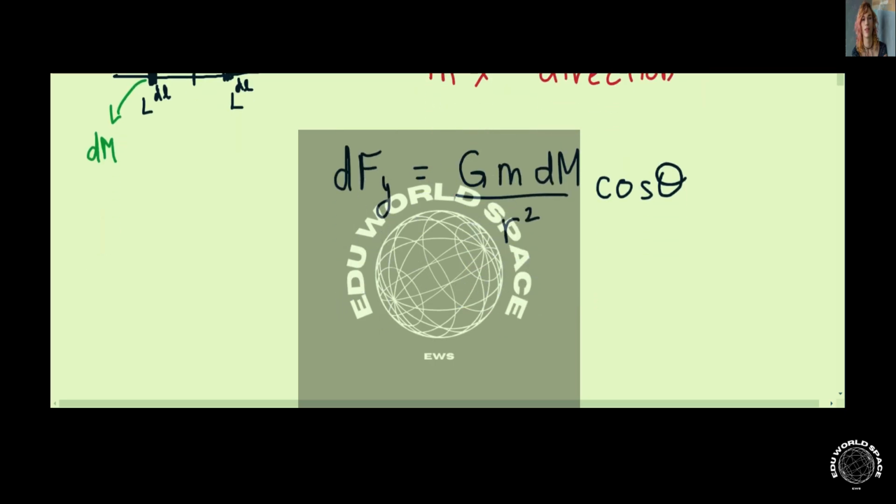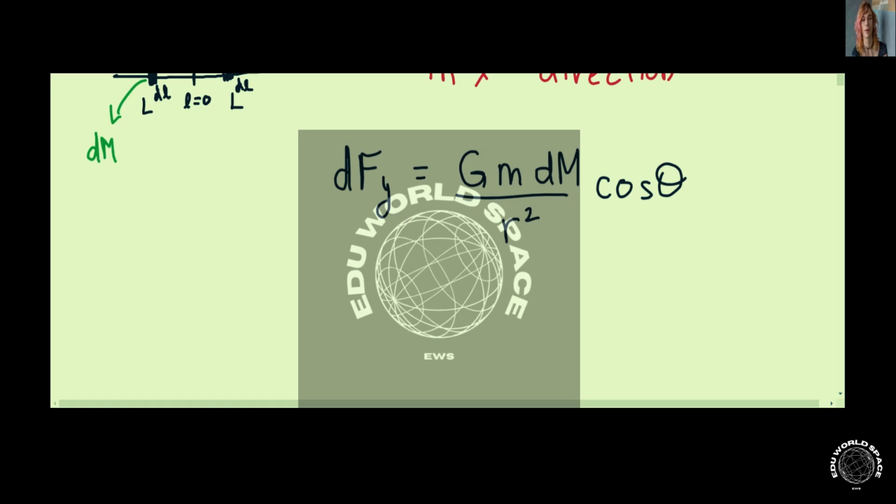Now, this is no good as an expression to integrate over, which is what we want to do to find the total force, because we have a lot of different variables here. So we're going to try to work in terms of the variable l, because that will be very easy to integrate over, right? We can just integrate from minus L to L. So l equals 0 being the midpoint of the rod.